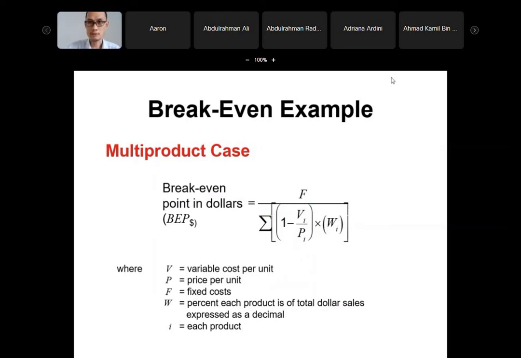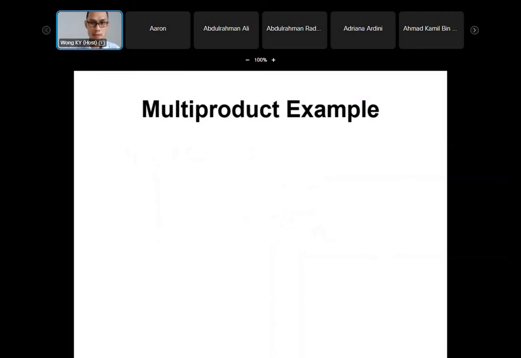Right, so if you look at this formula again, it's very similar to the single product formula, right? The single product formula has this. But if you have multiple products, you just have to multiply with W, the weightage, and then you sum up the term here. Right, so I hope that is understandable. It's easy to understand. So let's look at one example.